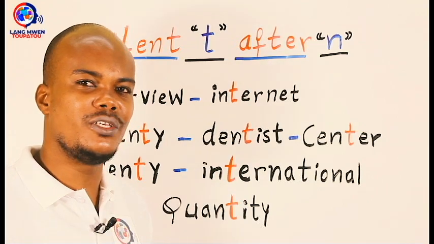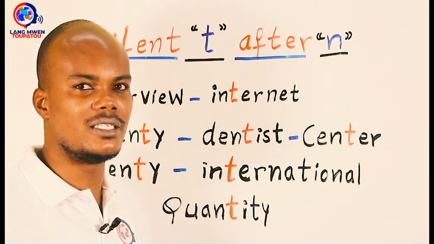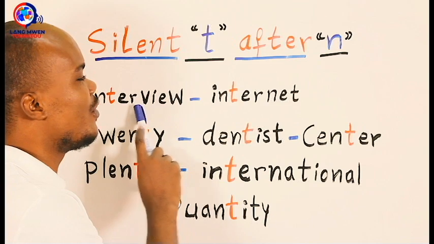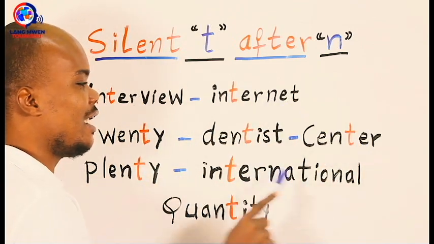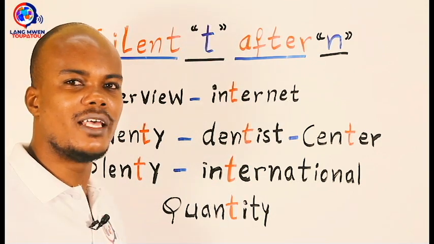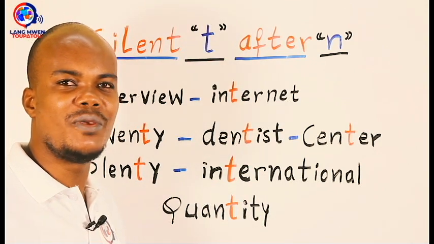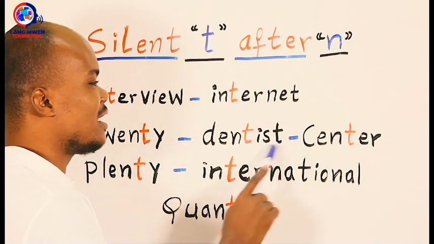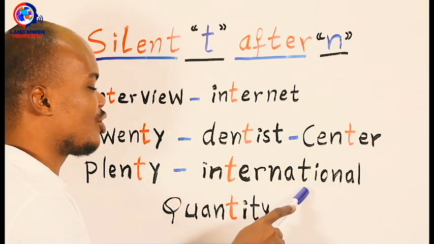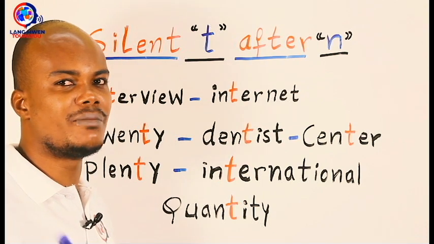And I'm also sure you'd like to know why they are pronounced like this. Why people say interview, internet, twenty, dentist, center, plenty, international, quantity. Why are they pronounced like that? Why do people pronounce them like that? This is what I'm teaching you.